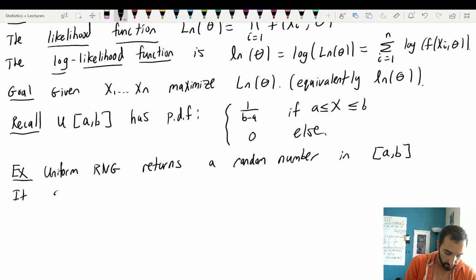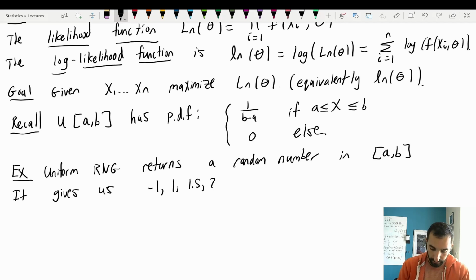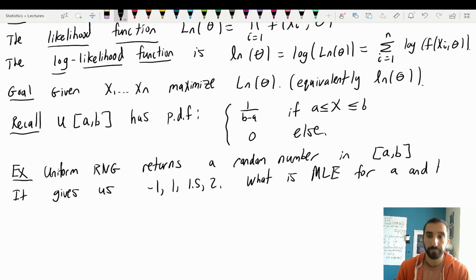It gives us, in four rolls, -1, 1, 1.5, and 2. What is the maximum likelihood estimate for A and B?